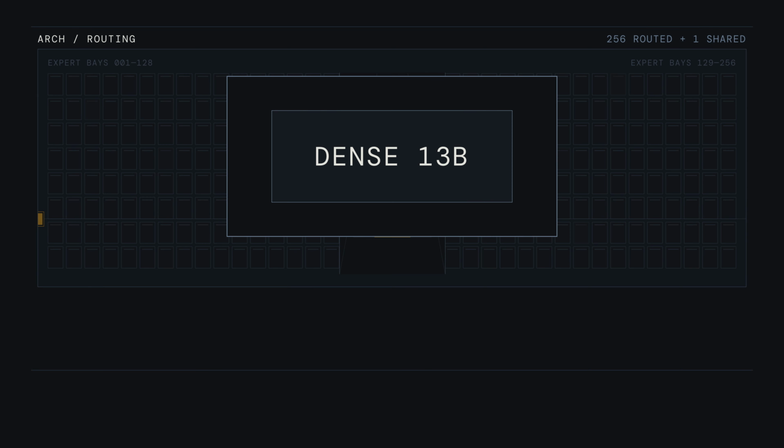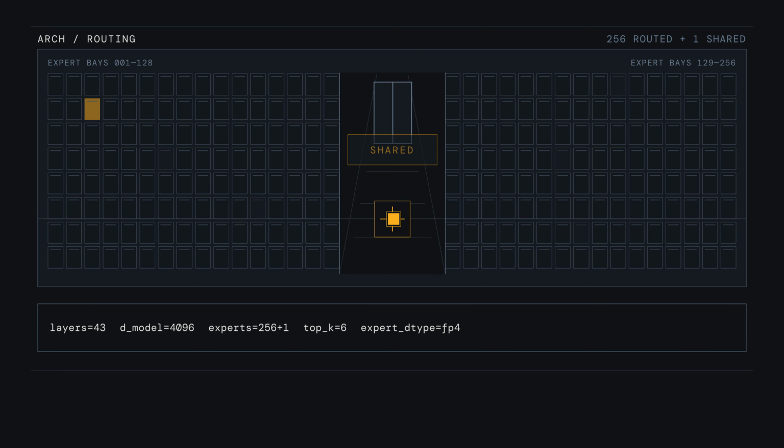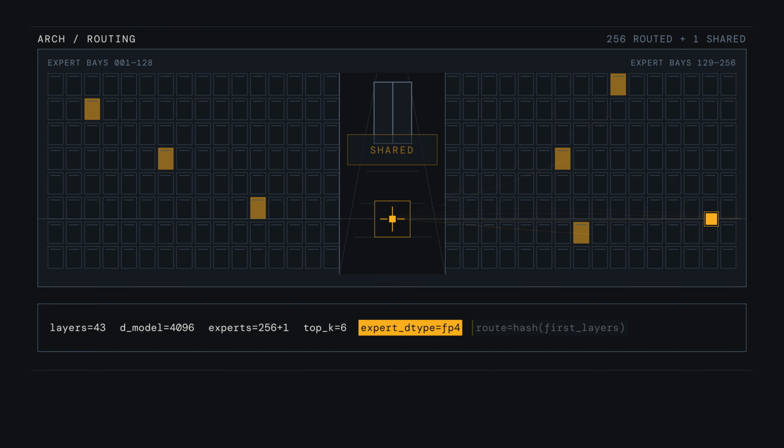Under the hood it's still a mixture of experts transformer, DeepSeek's MoE recipe, not a dense 13B. From the public config: 43 layers, hidden size 4096, 256 routed experts plus 1 shared, and 6 experts fire per token. First few layers use hash routing. Experts ship in FP4, most everything else is FP8 mixed. They kept multi-token prediction from V3.